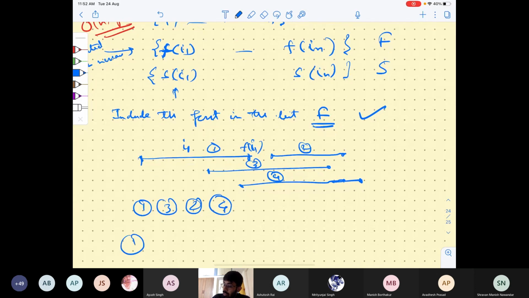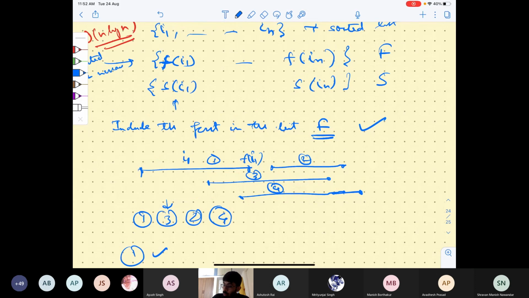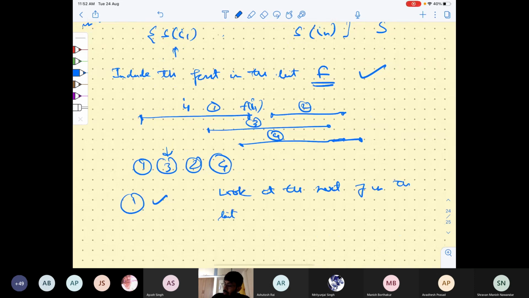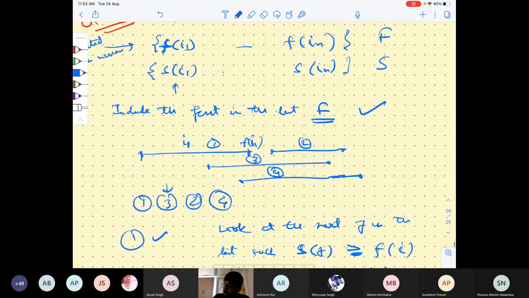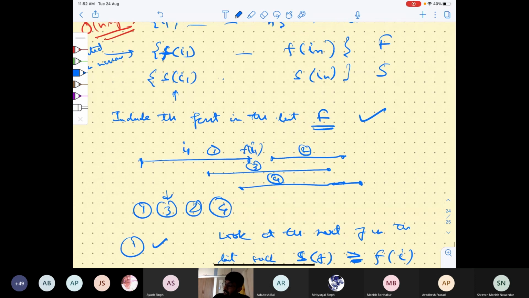Now it looks at the next one, which is 3. Is 3 compatible with 1? No, because of its start time. So it will look at the next j in the list such that the start time of j is greater than or equal to, or strictly greater than, just assuming that all of them are distinct, the finish time of whatever we have selected, if I was selected. So it looks at 3's start time: is it greater than f of I?